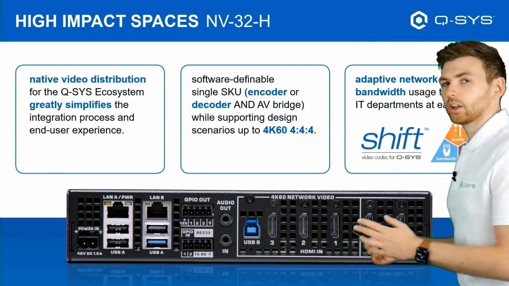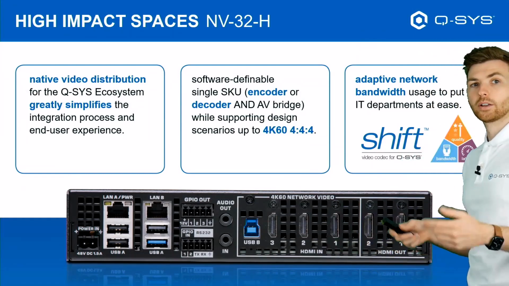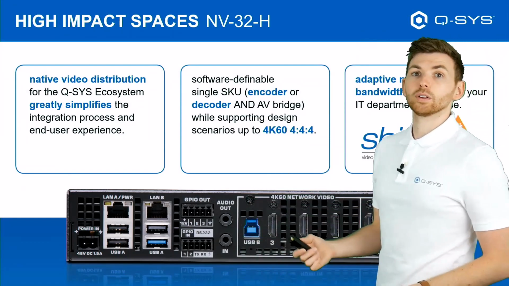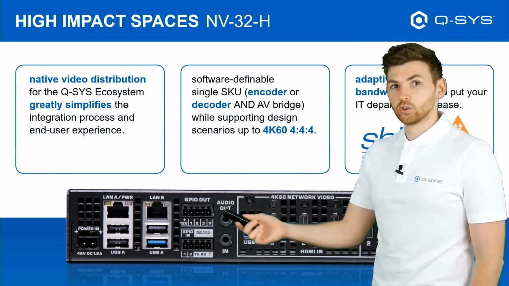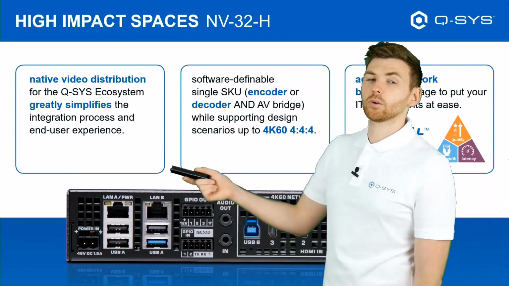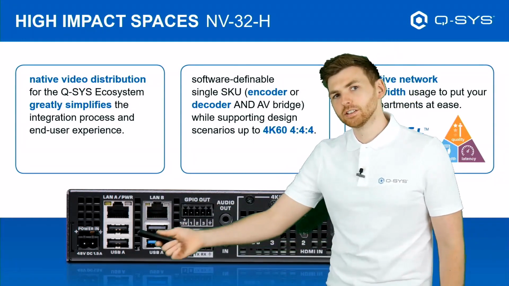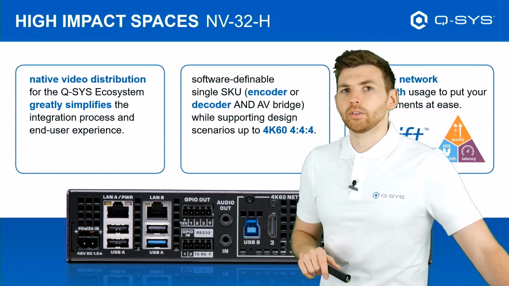So whether it's an encoder or a decoder on the HDMI side, it's always going to allow you to do USB bridging with cameras and with audio. It's also got analog audio in and out, 2 ins and 2 outs. It's also got GPIO, RS-232, and it's got USB-As.